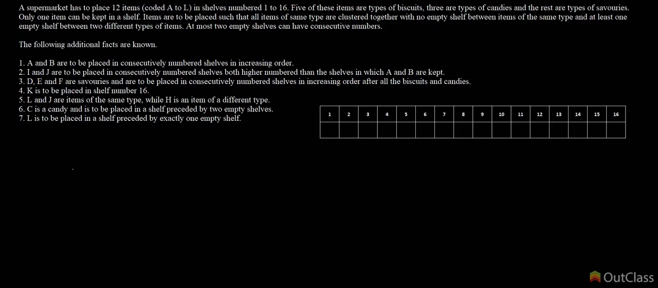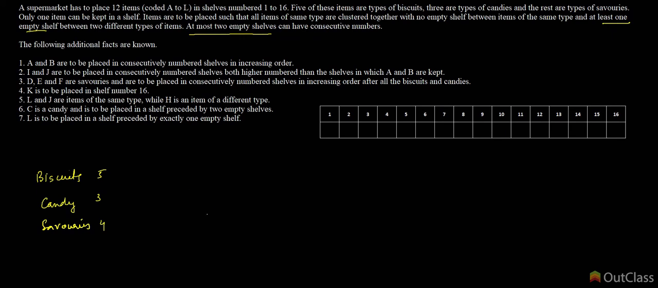So we have 16 shells, 1 to 16, and 12 items A to L. There are 5 types of biscuits, 3 types of candies, and 4 types of savories. Only 1 item in each shelf, placed clustered together without a gap. There's at least 1 empty shelf and at most 2 empty shelves between 2 types of items.